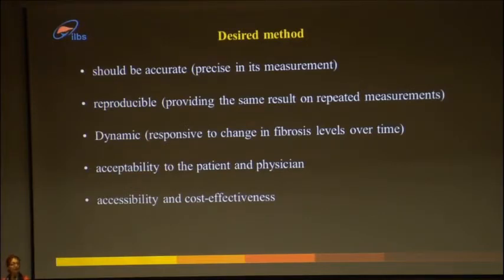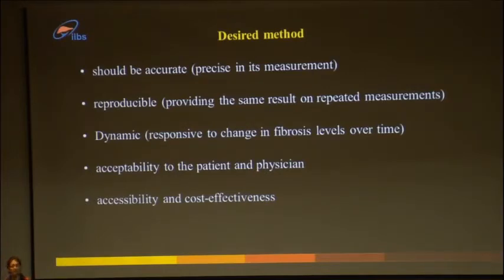They have to be dynamic. So our measurements have to be dynamic. Why? Because we need to have a response to fibrosis levels over time. And how do we measure that? Does it have to be the same modality? Does it have to be two different readers? What is better for us? And we will see how we go over the slides, how it should be.